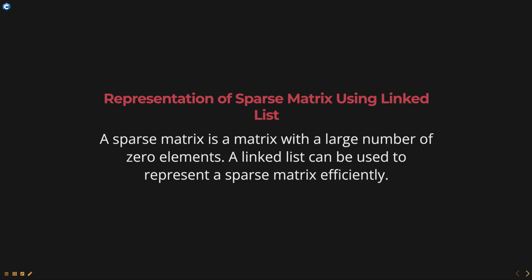Sparse matrices are matrices in which most of the elements are zero. Storing such a matrix in a dense data structure like an array wastes a lot of memory. One way to optimize this is to use a linked list to store only the non-zero elements of the matrix, along with their row and column indices.